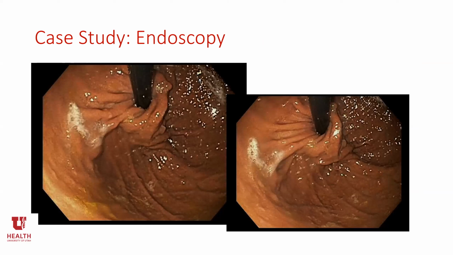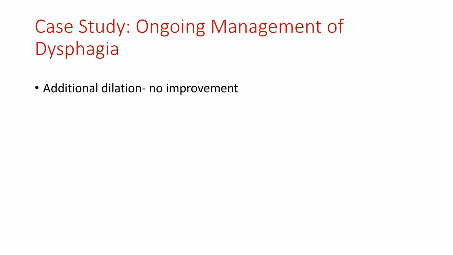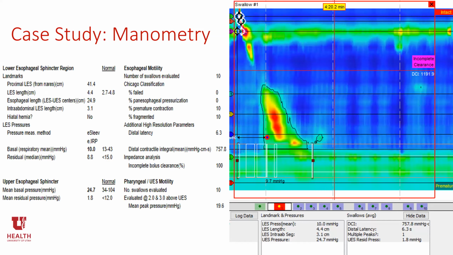Maneuvering the scope, I was able to go through the lumen of the GE junction just fine. Went into the stomach, retroflexed. The wrap appeared to be intact, no evidence of recurrence. It was nice and loose to traverse. It seemed appropriately constructed. I did an additional dilation, and she had no improvement with this. And so we obtained manometry.